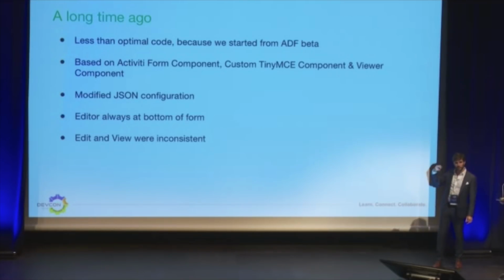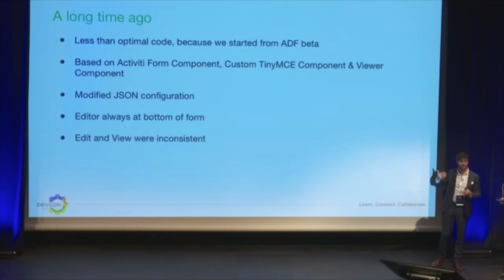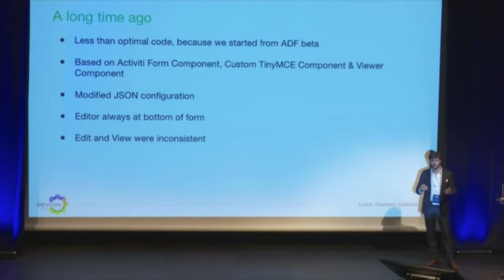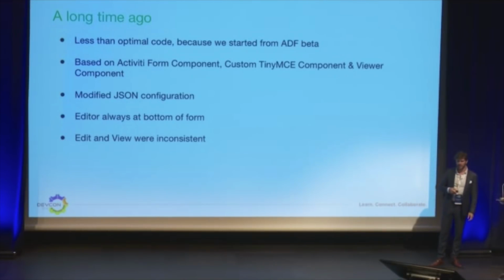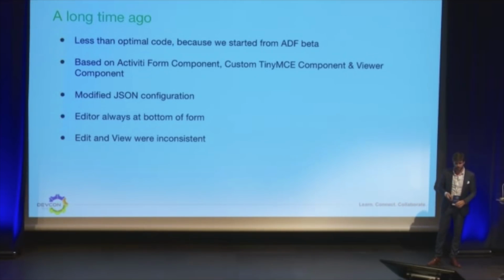So the code was less than optimal, let's say. At that point, we used the activity form component. We customized it even a bit to show metadata, to edit metadata for a node. We had our custom TinyMCE component to be able to edit metadata. So basically, maybe I should mention that the goal of the tool was to be able to edit metadata while you also can see the content of the document, right? So that you have a reference. So we had a custom TinyMCE component for that to be able to also edit the content if we had some supported MIME types for that.